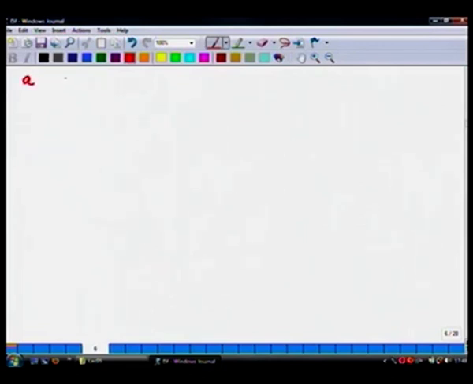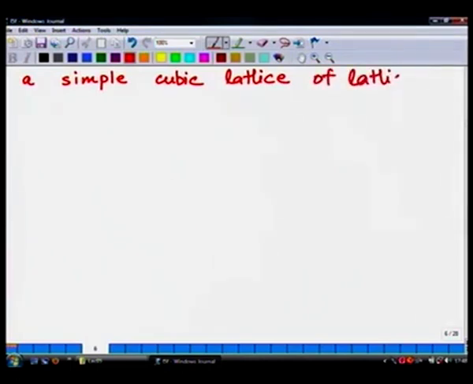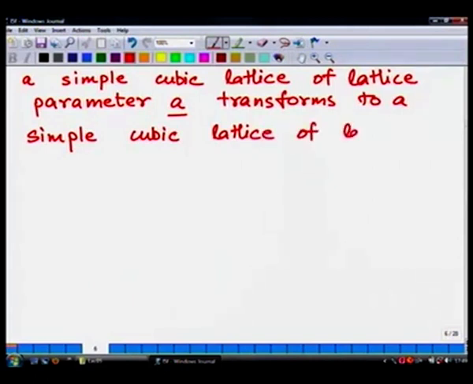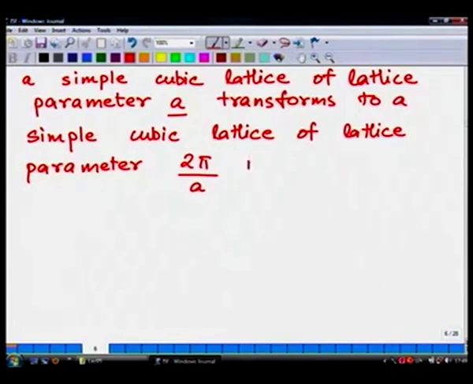So the statement I make is that a simple cubic lattice of lattice parameter a transforms to a simple cubic lattice of lattice parameter 2 pi by a in reciprocal space.